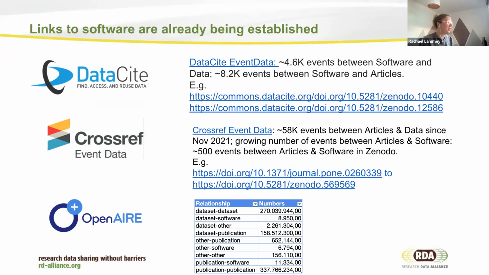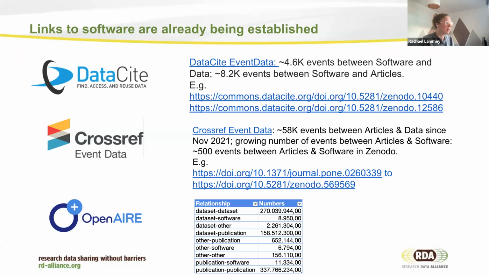Certainly, when we look at some of those hubs that I've just mentioned, in DataCite's event data service, they can currently see just over 4,500 events between software and data, and just over 8,000 events between software and articles. And there are a few examples in the slides.